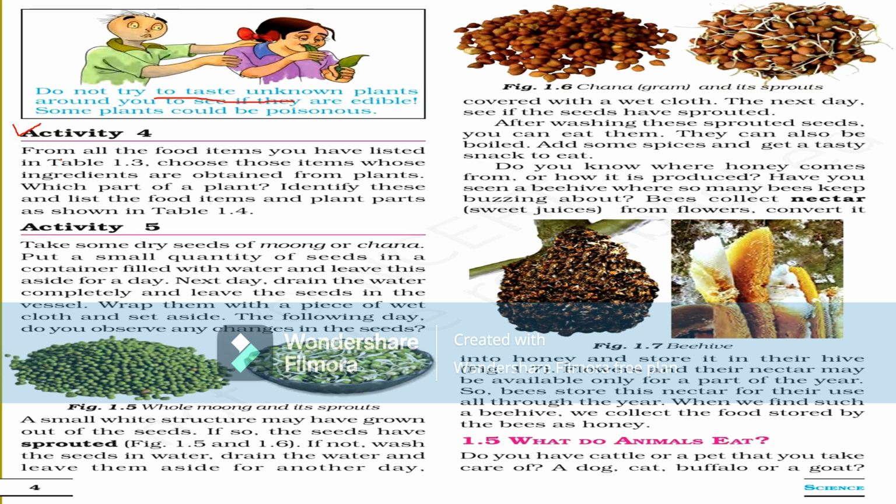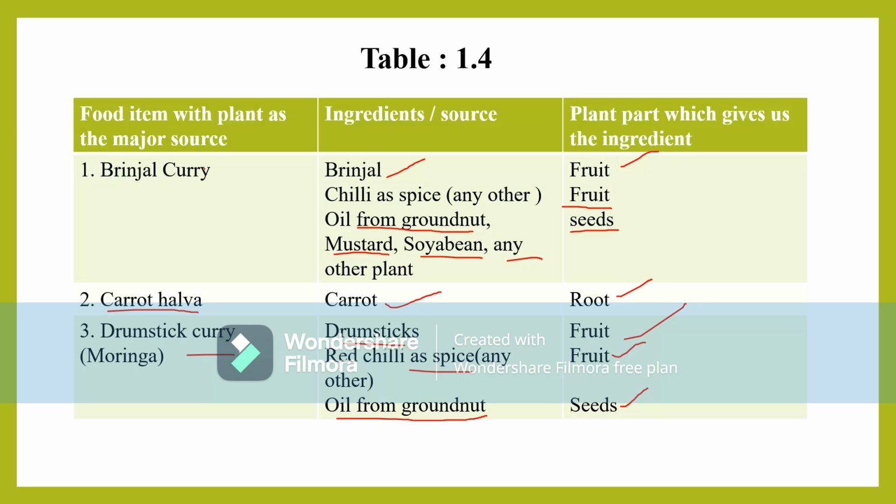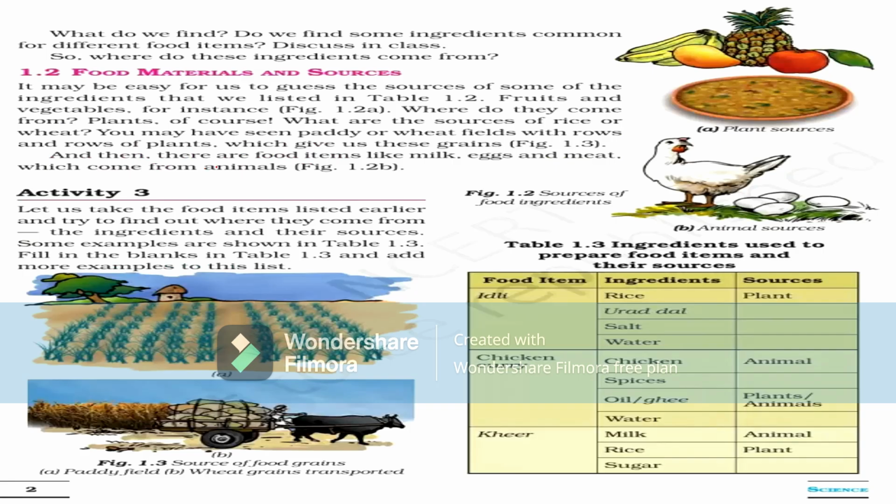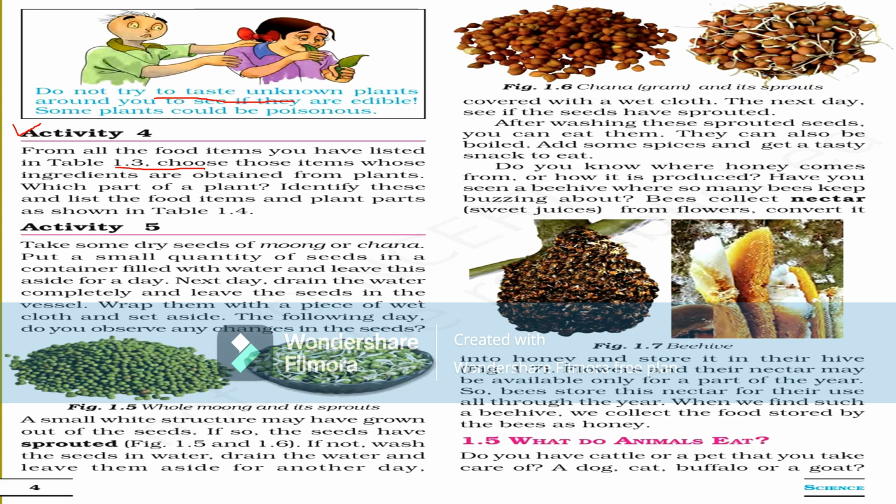Next, moving towards activity 4. From all the food items you have listed in table 1.3, such as idli, chicken curry and kheer, choose those items whose ingredients are obtained from plants, and identify which parts of the plants. List the food items and plant parts as shown in table 1.4. You can do this activity on your own. Discuss with your friends and do this activity.